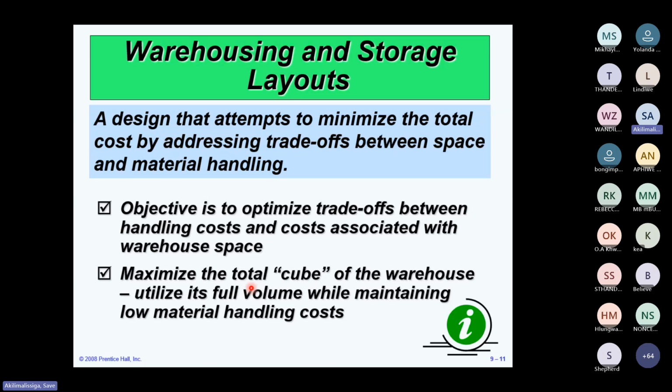Now, when we are talking about the trade-off between space and material handling, we are talking about the two main costs. So you have cost related to the use of the space of the warehouse, and you have also the cost related to the handling of the material.